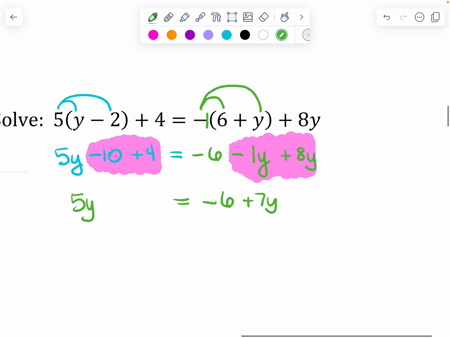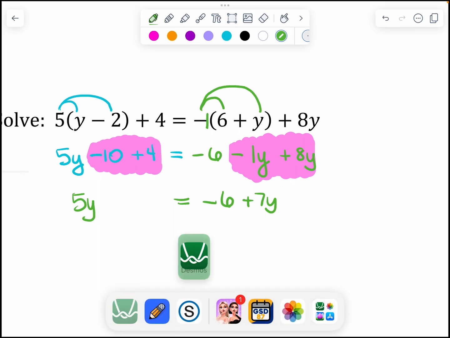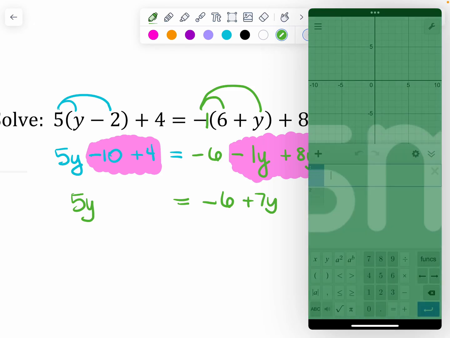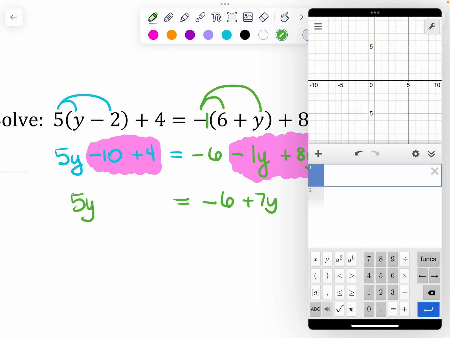And then negative 10 plus 4. Brain, calculator. Maybe you believe me. Maybe you don't. Maybe you're like, you lose your calculator too much. Maybe you're like, you don't use your calculator enough. Okay, negative 10 plus the 4 is negative 6. So I'm just going to write negative 6.